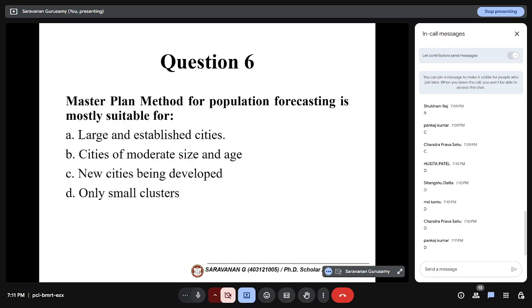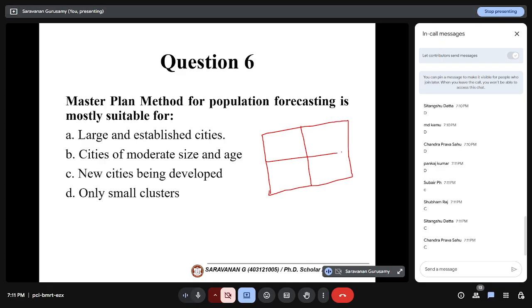Master plan method for population forecasting is mostly suitable for: large and established city of moderate size and age, new cities being developed, only small clusters. So master plan is applicable when I am designing for a new city. I can divide the city: one part for commercial, one for institutional, one for industry, and some for residential area. Then I can plan the city accordingly. So master plan population is after subtracting all the other areas, I can design only for this residential area. That is called the master plan method.